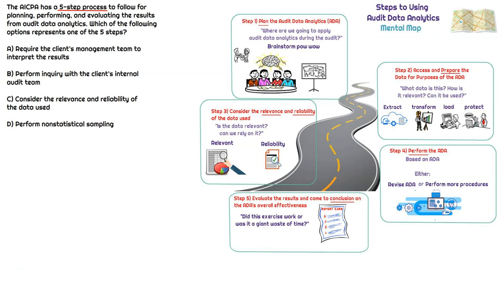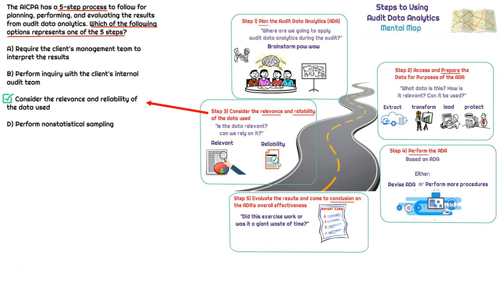So if you have the mental map in your mind, right, and you know the 5 steps, then this question is easy because it's just asking which of the following options represents one of the 5 steps. And for this one, right, we're going word for word. We just need to know what are the 5 steps word for word. Well, the only one that is listed in the mental map that is also listed here as an option is going to be step number 3, which is consider the relevance and reliability of the data used. So I'm sure if you got that question on the exam, you'd get it right.